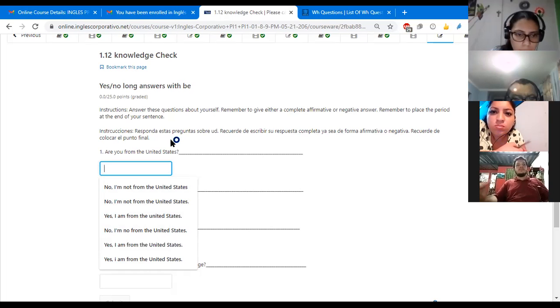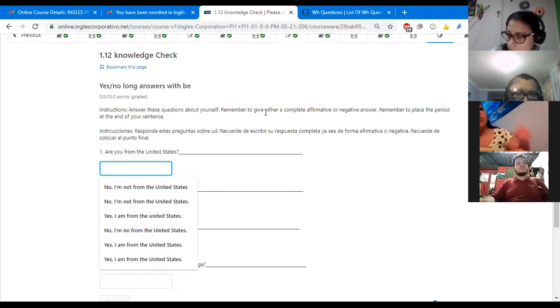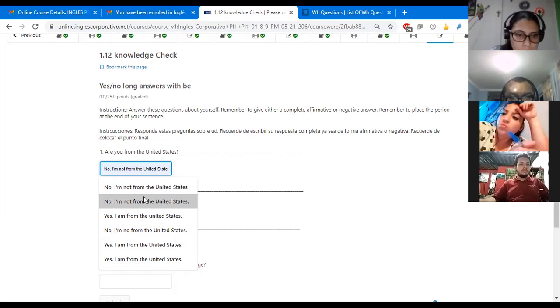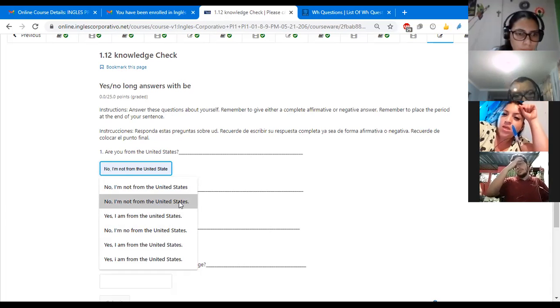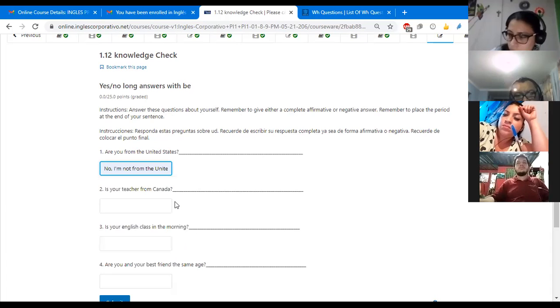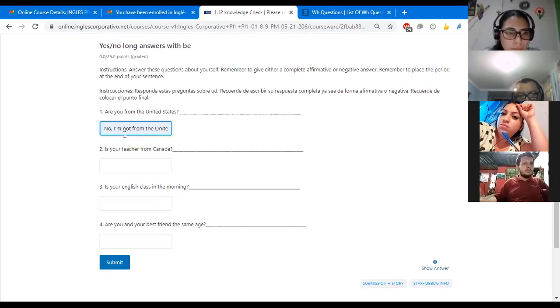It says here, answer these questions about yourself. No, I'm not from the United States. Then you say, no, I am not from the United States. The second. Why the second? What is the difference between the first and the second? The period. If there is no period, it's wrong. It will be marked bad. Okay, here they are asking you to write everything correctly.